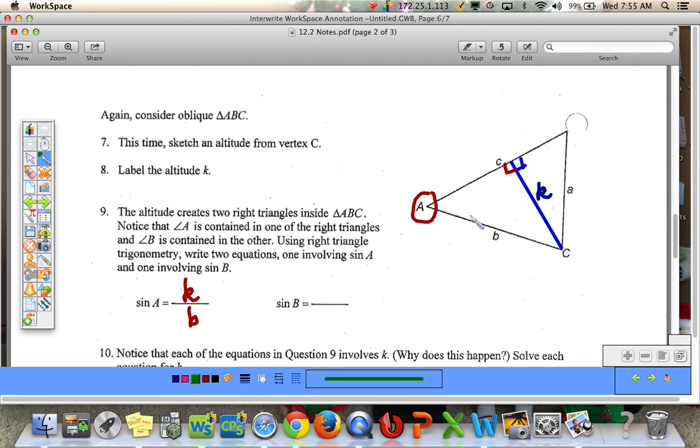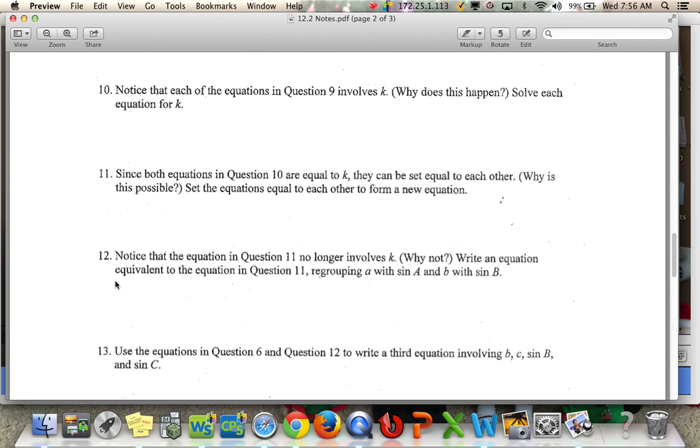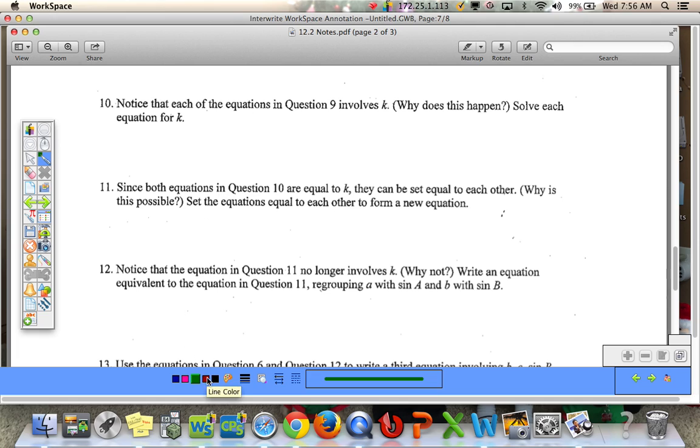And let's look at sine of B. So here's B, it got cut off. And again, the sine is opposite K over hypotenuse, which is across from the 90, K over A. Again, notice that each of these equations have K in them. Let's solve each of these equations for K. So like we did before, we get rid of the divided by B and the divided by A. So let's rewrite these equations.